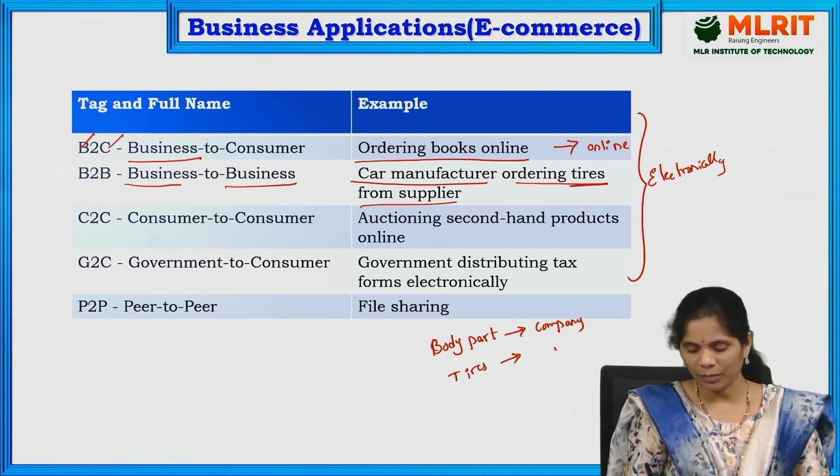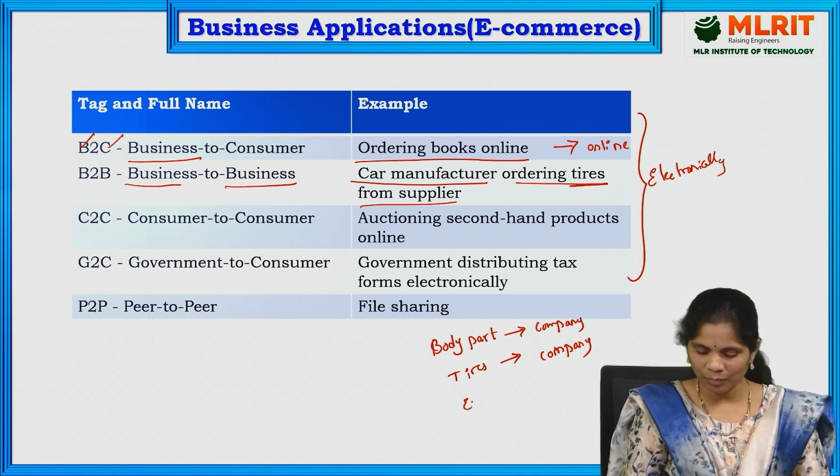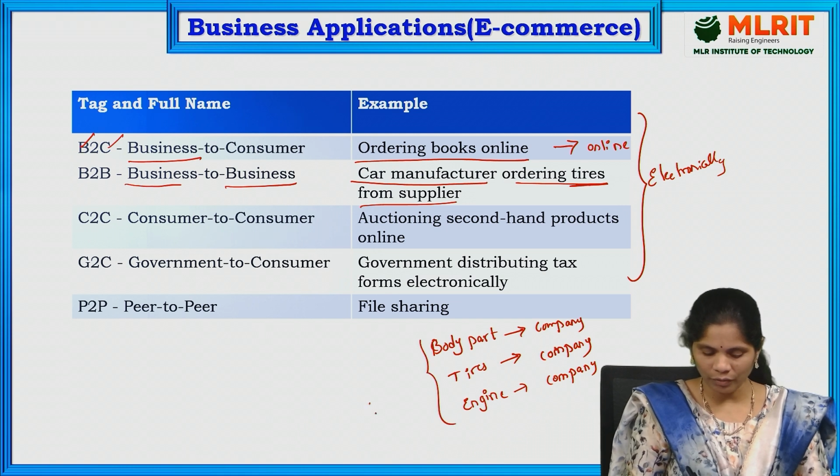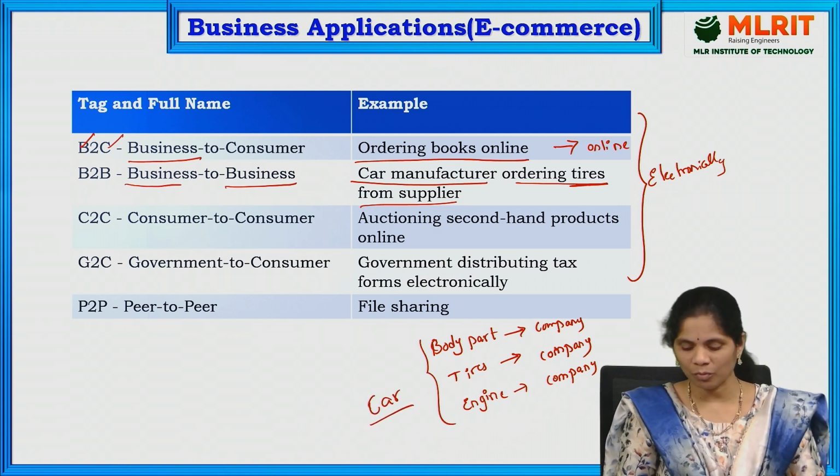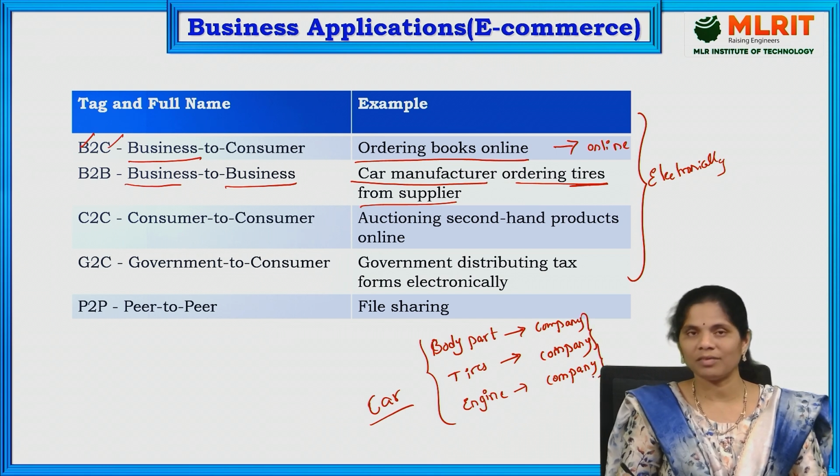At the same time, the next part is manufactured by one more company. Next, the engine is manufactured by one more company. These are all different companies manufacturing. And if I want a car, I have to integrate all of this. That is nothing but business to business. These are all business to business.